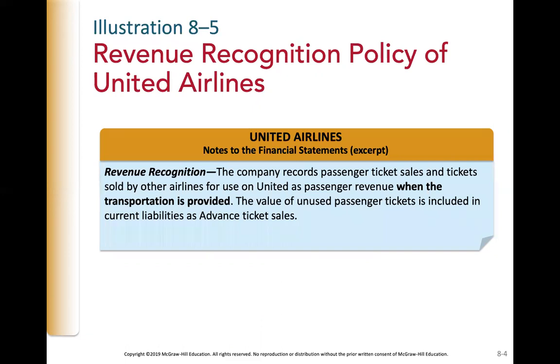So this is an example of a revenue recognition policy. As you can see, United waits until the actual flight occurs to record the revenues.